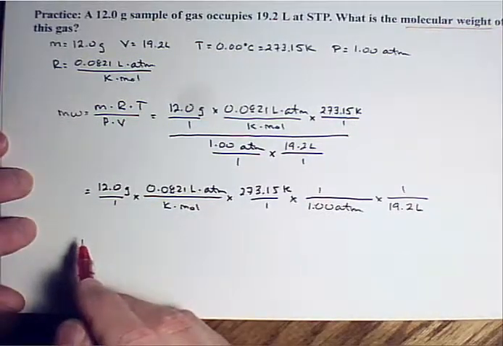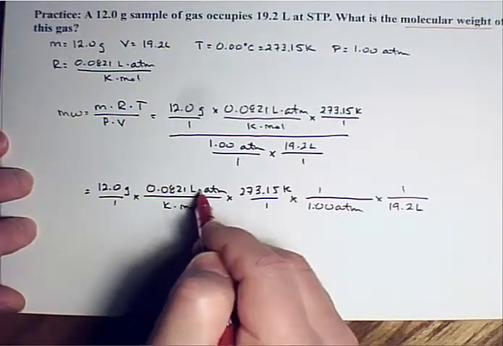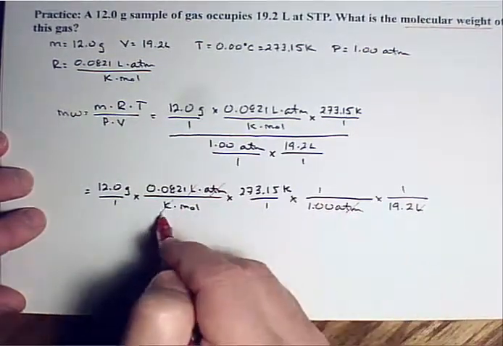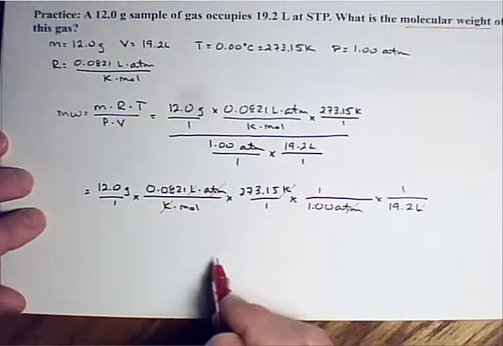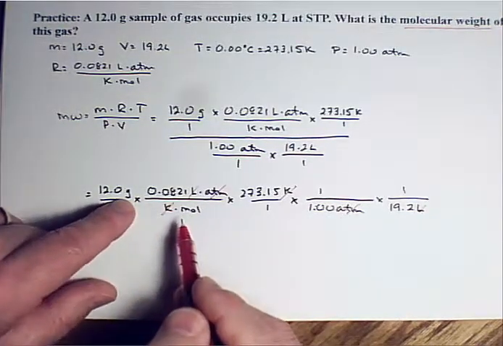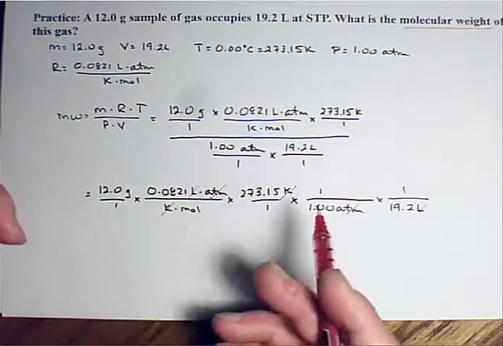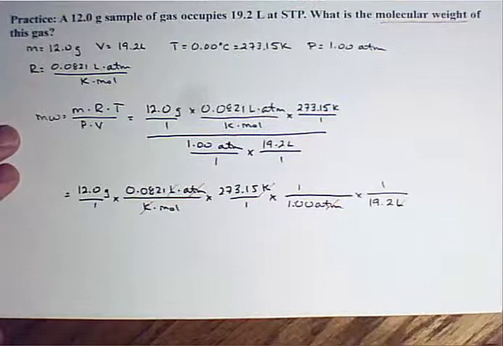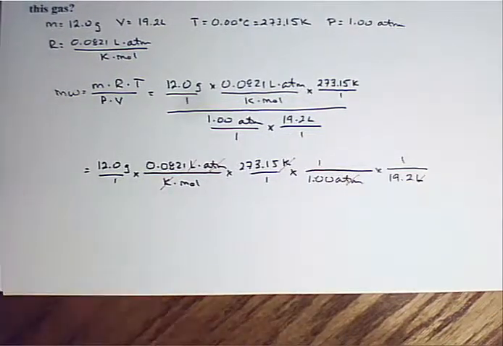Okay? And we go through and cancel everything we can cancel. So liters gets canceled by liters, atmospheres by atmospheres, Kelvins by Kelvin. And when I'm done, I'll have grams per mole. Well, that's what molar mass is. It's grams compared to moles, right? So that's what we're looking for, molar weight or molar mass. So when I do the math, I should have the molar weight of whatever this gas is.